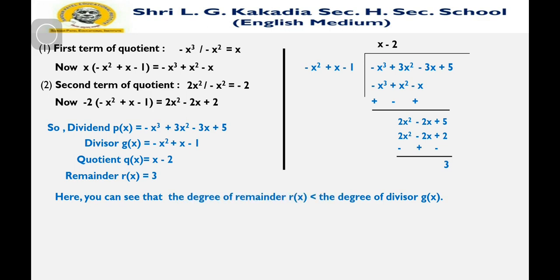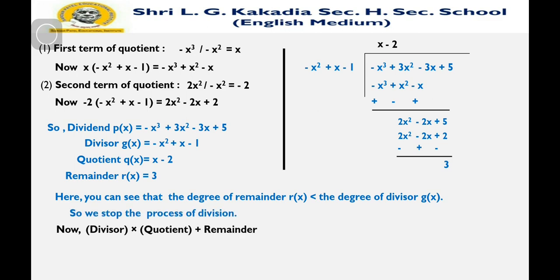Here you can see that the degree of remainder r of x is less than the degree of divisor g of x. So we stop the process. Now let me write the division algorithm as divisor into quotient plus remainder. So we put the polynomials in the form that is given here, minus x square plus x minus 1, and we multiply this with x minus 2, and add remainder plus 3.